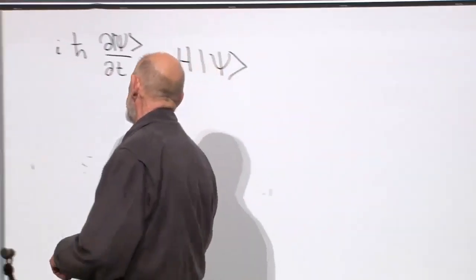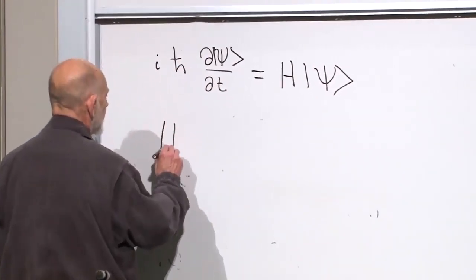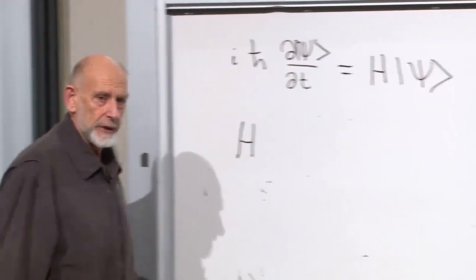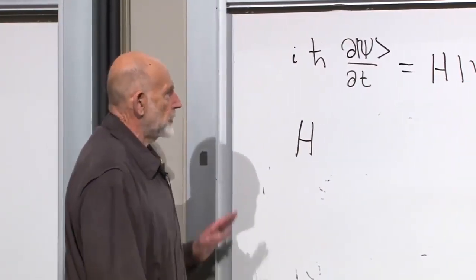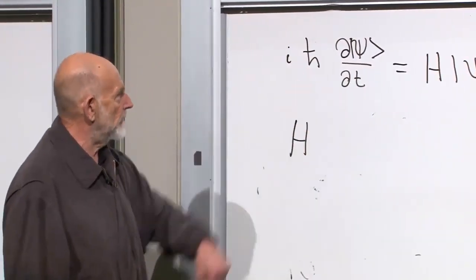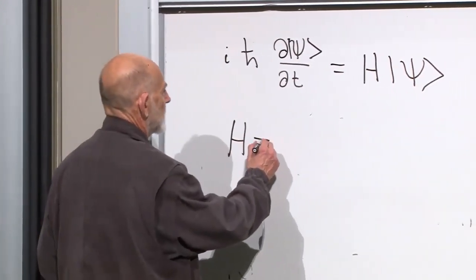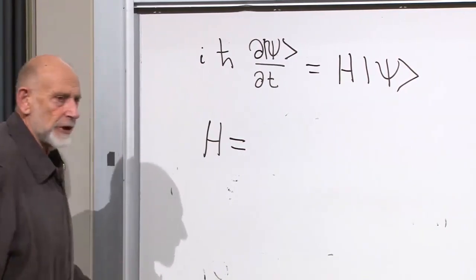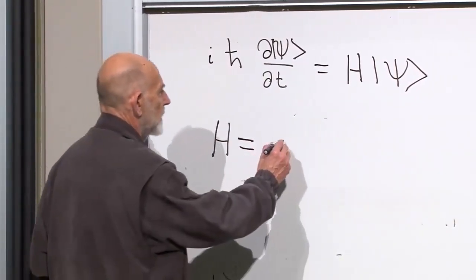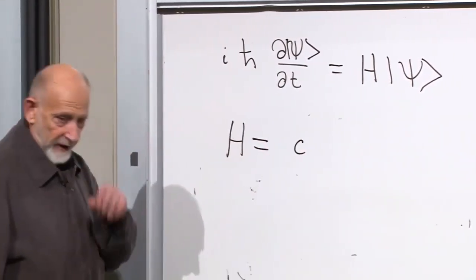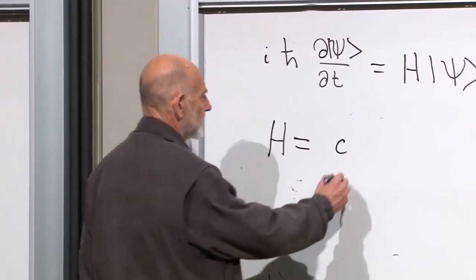Is H. Now H is an operator. Not just an operator, it's a Hermitian operator. H doesn't stand for Hermitian, stands for Hamiltonian, but never mind. I'm going to try H is equal to a number, constant, C for constant, times the momentum.